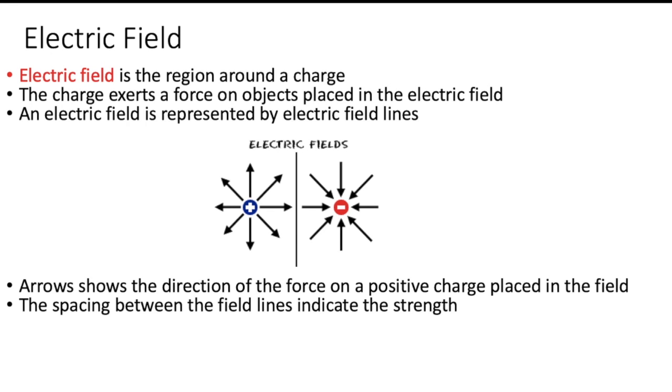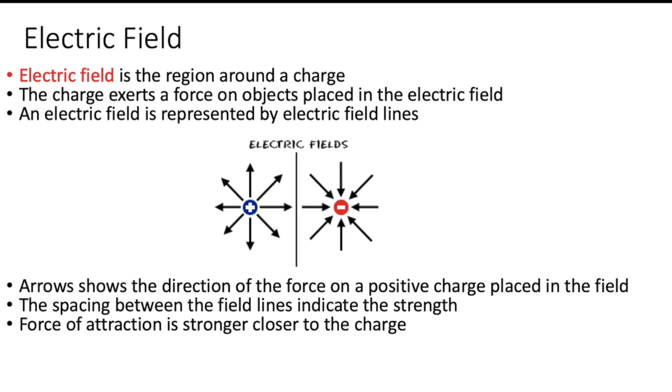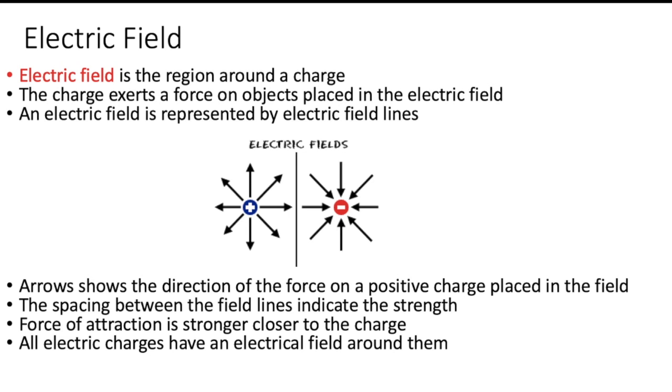The spacing between the field lines indicates the strength. The closer the lines are, the stronger the force exerted. So if an object is placed here, it experiences more force than an object that's placed here. The spacing between the lines indicates the strength. So the force of attraction is stronger closer to the charge. And all electric charges have an electric field around them.